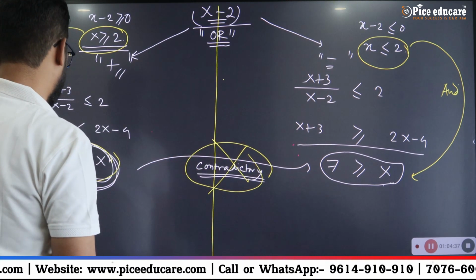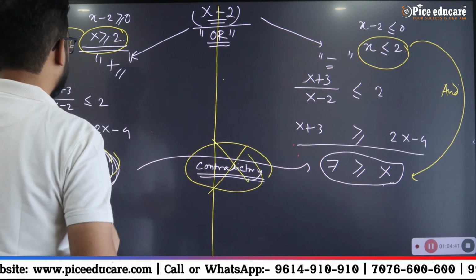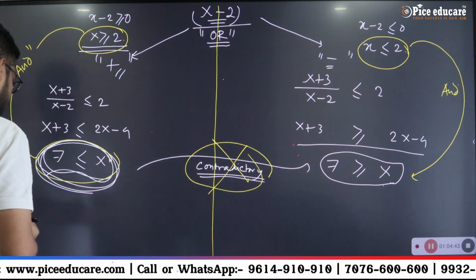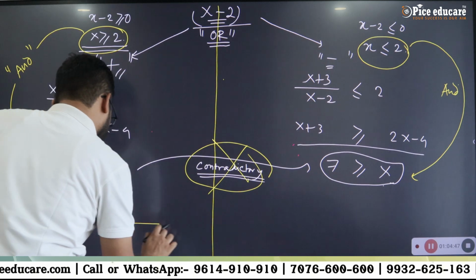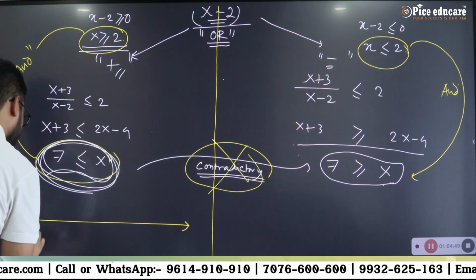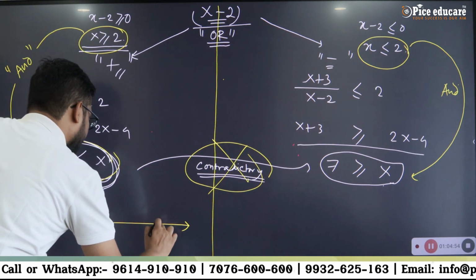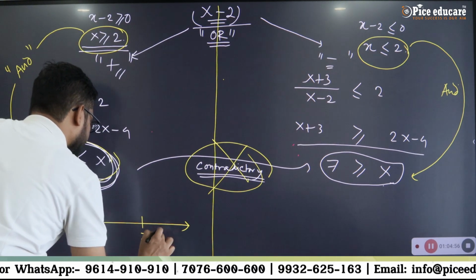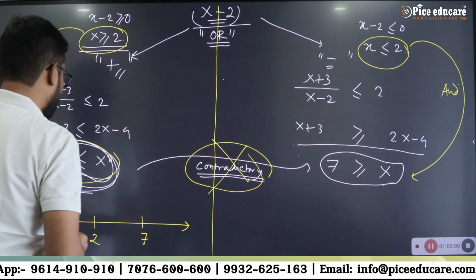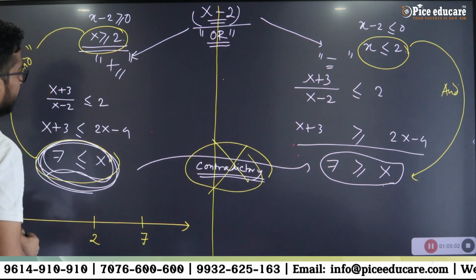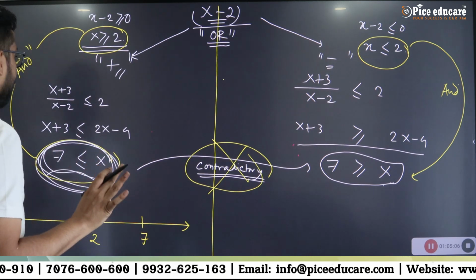Now if this is the case, let's start drawing our intervals. So let's start with this. Suppose this is my real line. Here I have 2 and here I have, let's say, 7. So what am I saying? I am saying that if my x is bigger than or equal to 2. Now here is a catch.